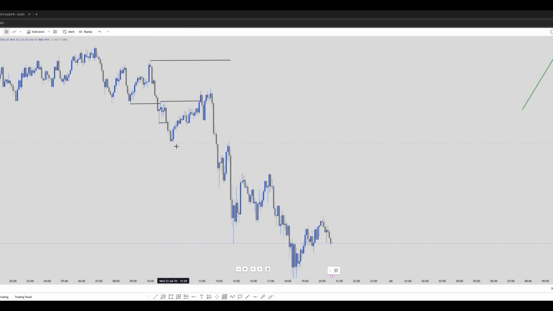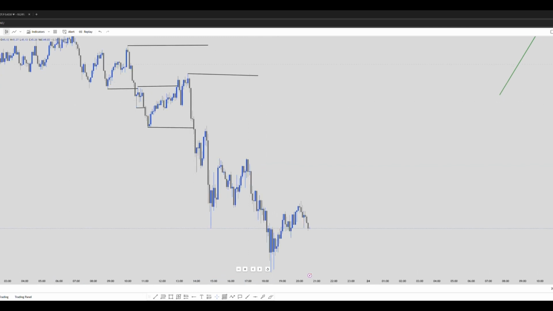So let's move. This is a break of structure. Where is the protected zone? This is the protected zone. This is the unprotected zone. The market pushes down, pushes up. So at this point, this is our break of structure. Where is our protected zone? This is our protected zone. This is our protected zone.